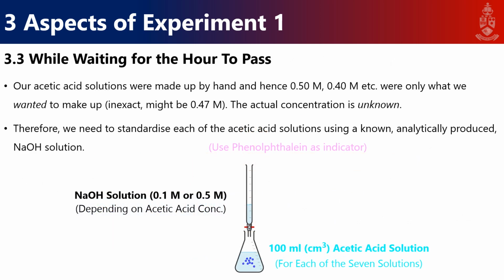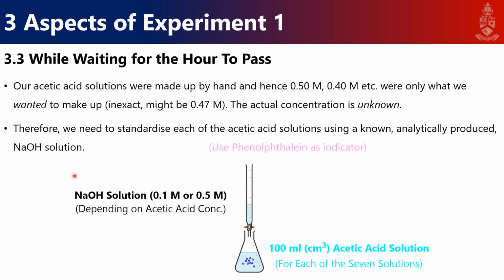Okay, then while you're waiting for the hour to pass, you are going to have to standardize your acetic acid solutions, because we're not really quite sure what their exact concentration is, because they were made up by hand. So if you look, for example, your 0.5 molar concentration might actually be 0.47, because it was not analytically made up by an instrument. It was made by people, and we make mistakes, of course. Well, other people make mistakes, but anyway. Therefore, we need to standardize.